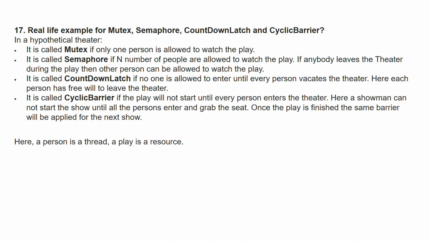It is called countdown latch if no one is allowed to enter until every person vacates the theater. Here each person has free will to leave the theater. It is called cyclic barrier if the play will not start until every person enters the theater. Here a showman cannot start the show until all the persons enter and grab the seat. Once the play is finished, the same barrier will be applied for the next show. Here, a person is a thread, a play is a resource.